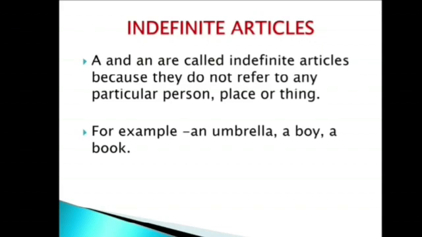First of all, we will learn about indefinite articles. A and an are called indefinite articles because they do not refer to any particular person, place, or thing. For example, an umbrella, a boy, a book. Here, we are talking about these things in general.